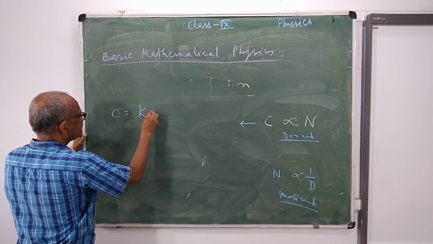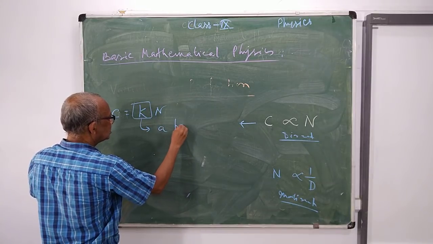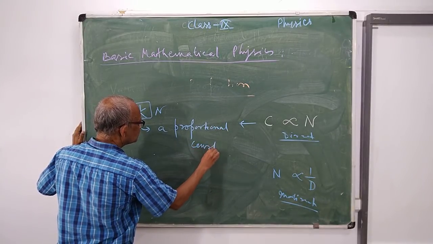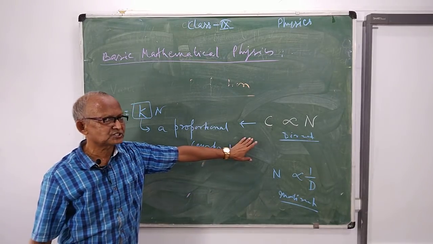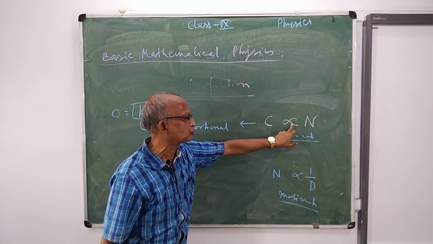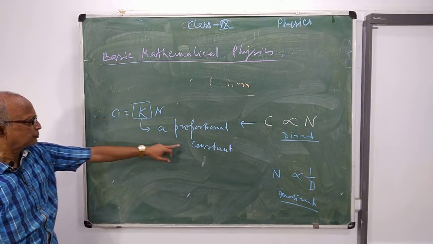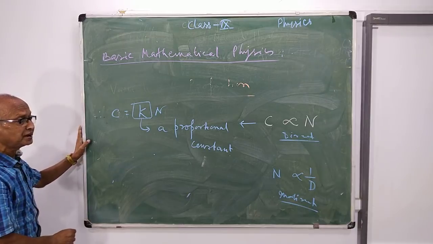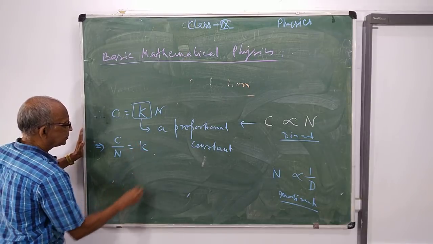C equals K into N. Check this. What is K? K is the proportional constant. So check this statement very particularly. How do you write it first mathematically? C is proportional to N. What is the next step? Therefore, C equals a proportional constant, here used as K, into N. What does it mean? It means C by N equals K.